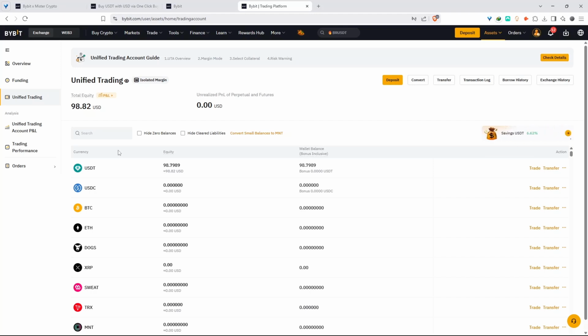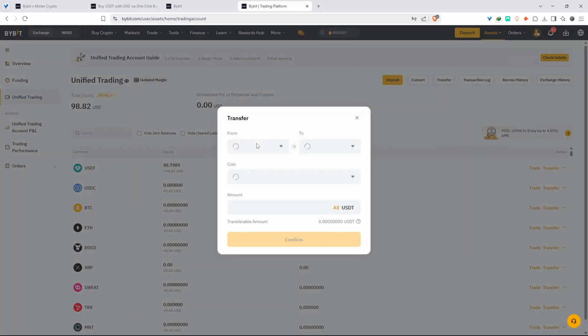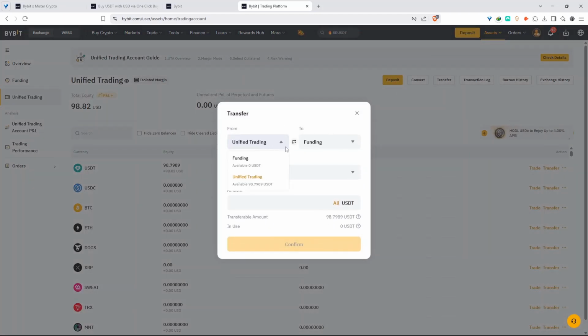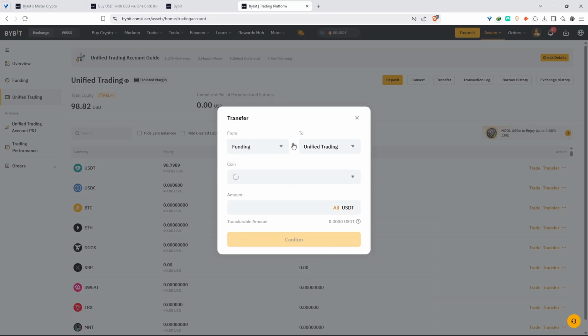So, when you're ready to trade, you need to transfer funds from your funding account to your unified trading account. And when you're done trading or want to withdraw, you can move your funds back to the funding account, then withdraw or use them for other Bybit services.